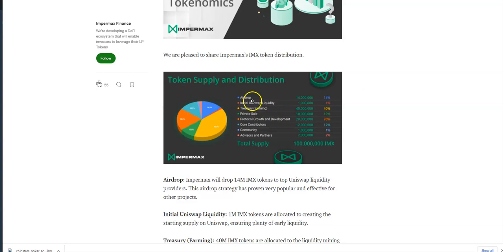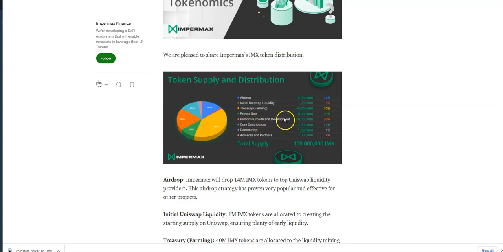And as I was saying, 14 million for the airdrop. Initial Uniswap liquidity is 1 million. So 1%, guys. So that's a lot. The treasury, 40 million. This is for farming, by the way. So 40 million. What? 40% of this supply is going as rewards to those of us that use the app, guys. Private sale was 10 million. And I could see that was 10%.